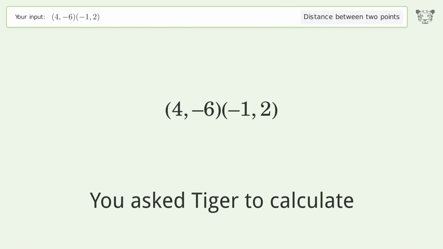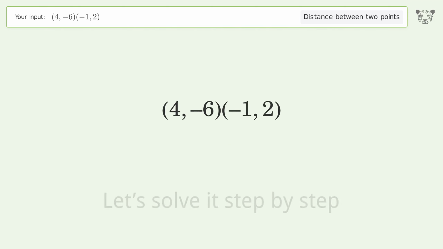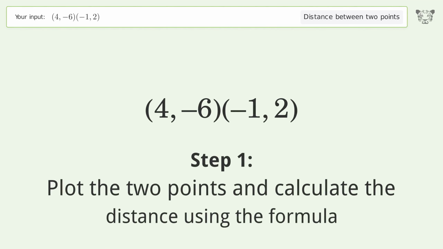You ask Tiger to calculate the distance between 2 points. The distance between the 2 points is the square root of 89, or 9.434. Let's solve it step by step. Plot the 2 points and calculate the distance using the formula.